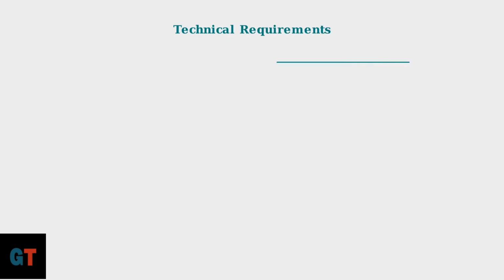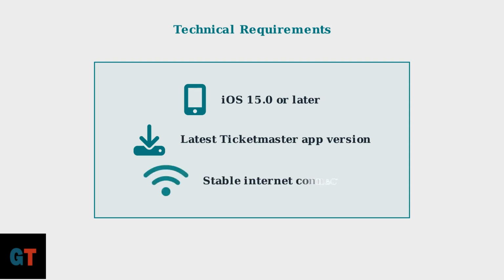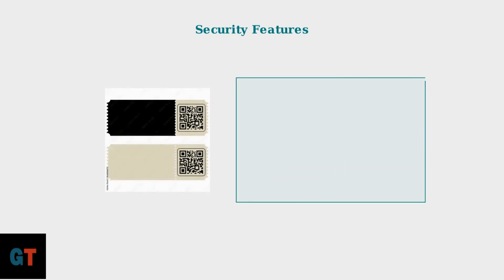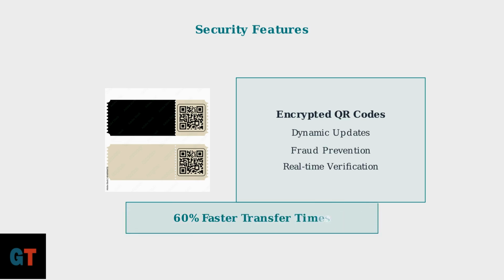For optimal performance, ensure your device meets these technical requirements for seamless ticket transfers. Keep your Ticketmaster app updated to access the latest security features and transfer improvements. A stable internet connection is crucial for real-time verification during the transfer process. Modern ticket security uses advanced encryption to prevent fraud and ensure your tickets remain secure throughout the transfer process. The integration between Ticketmaster and Apple Wallet has resulted in 60% faster transfer completion times compared to traditional email methods.